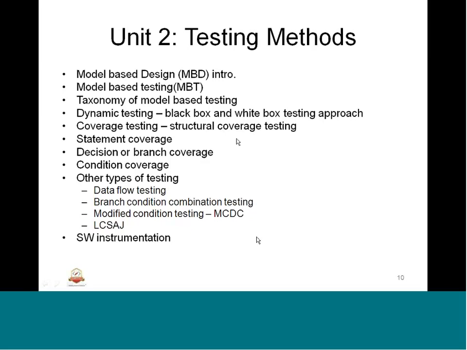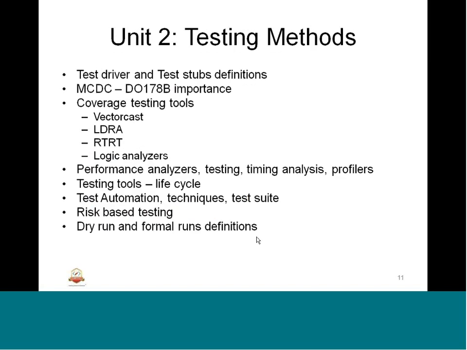Then dynamic testing, black box and white box testing approach, coverage testing in terms of structural coverage and statement coverage, decision or branch coverage, condition coverage, and other types of testing like data flow testing, branch condition combination testing, and modified condition testing, which is also called MCDC, and LCSAJ, with their principles. Then unit testing and software instrumentation, what they mean and how they are used with the various tools. Then test driver and test stub definitions we had. MCDC from a DO-178 perspective or importance, we had gone through a few slides.